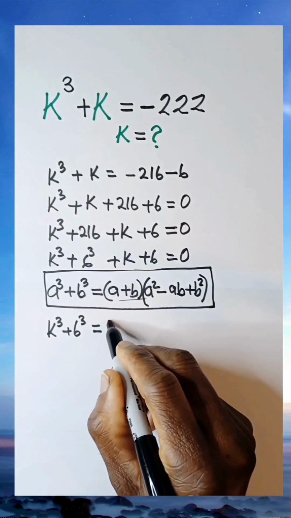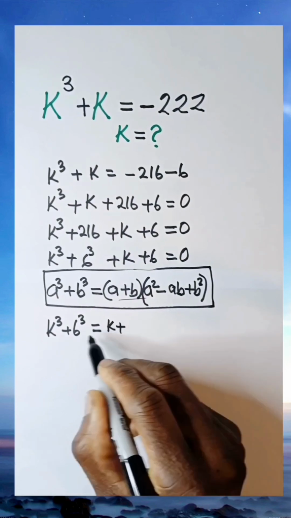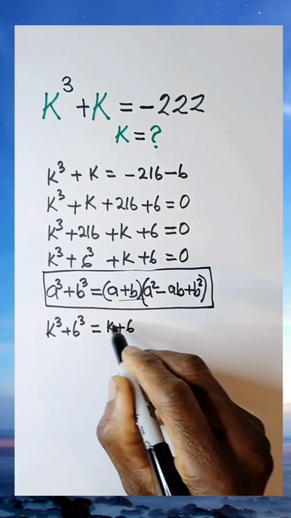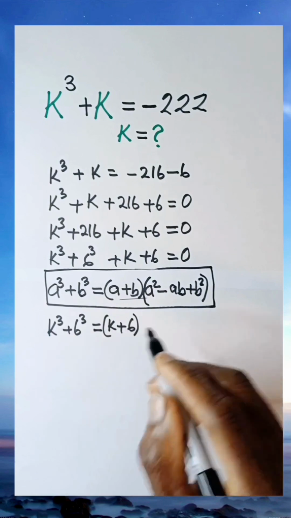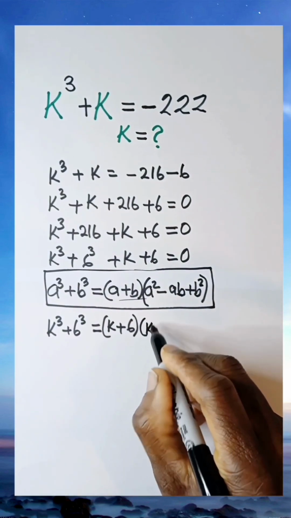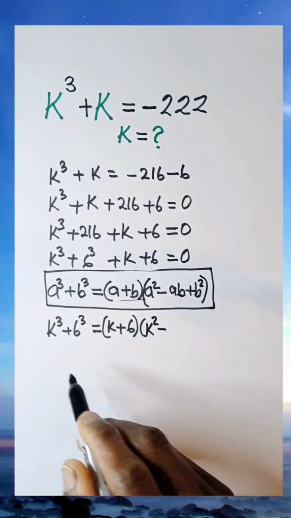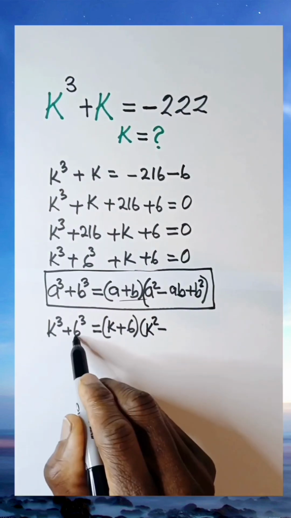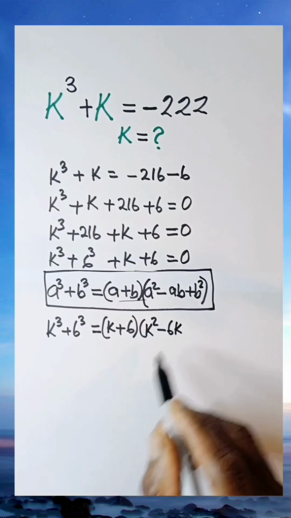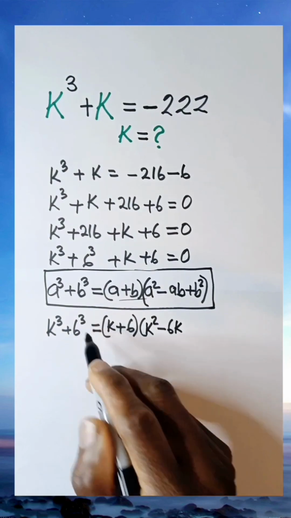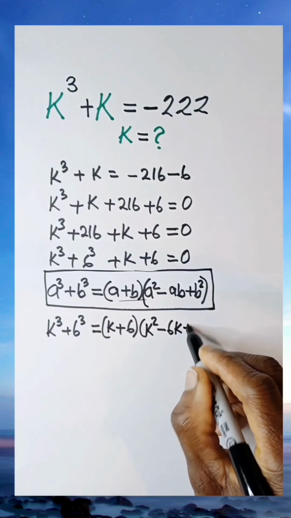So we will have k plus b, which is 6, times a squared, which is k squared. So we have k squared minus ab, which is k times 6. That will give us 6k. Then b squared, that is 6 squared. That is going to give us plus 36.